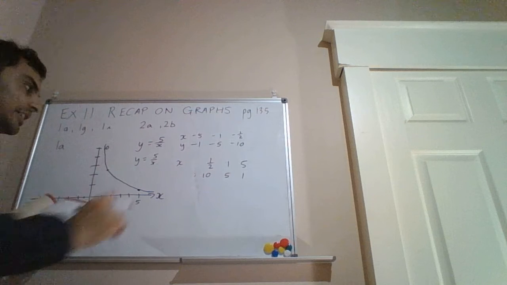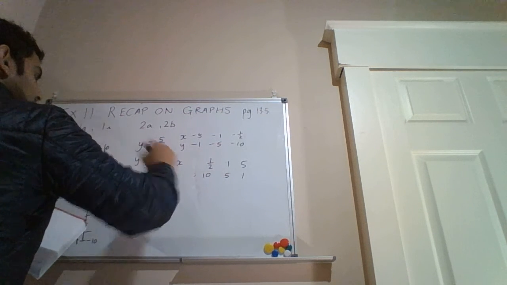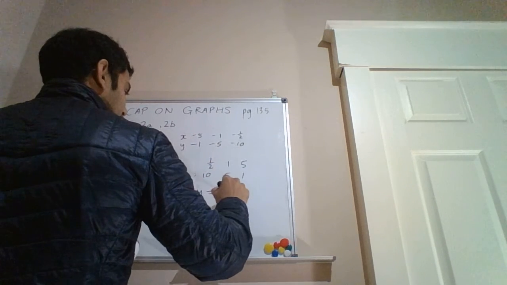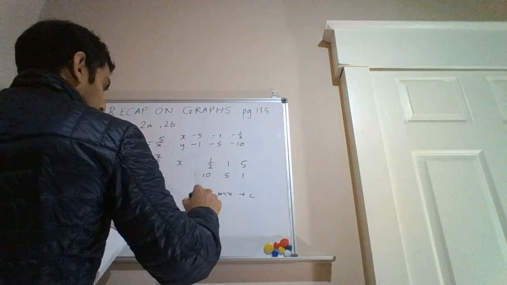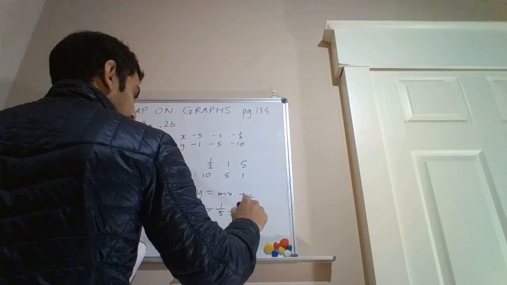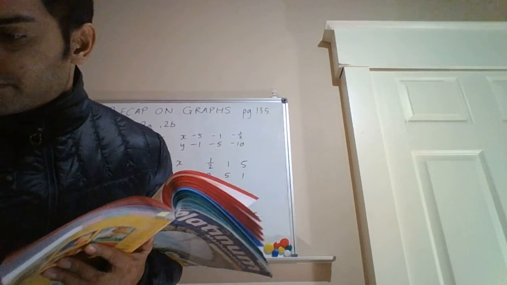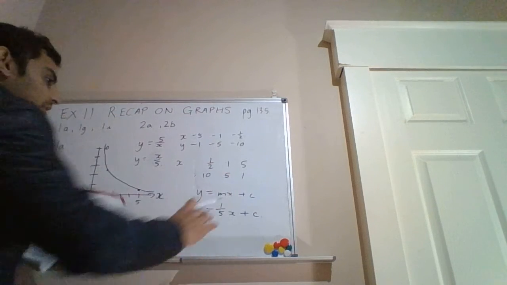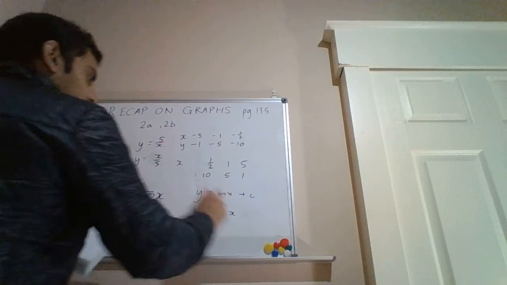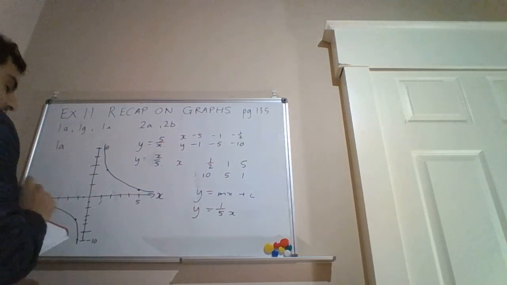So this graph, y equals x over 5. So if we think of the standard equation for the straight line graph, y equals mx plus c, we could write this graph as y equals 1 over 5x plus c. So the value of c in this case is 0. Okay, so that means our y-intercept is 0 and that this graph passes through the origin.